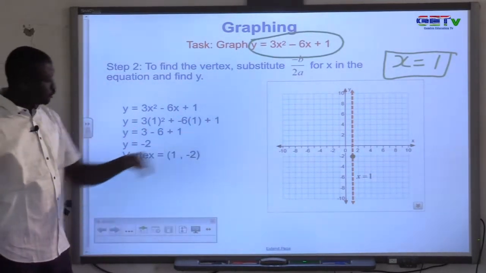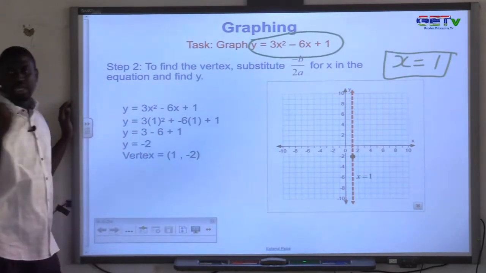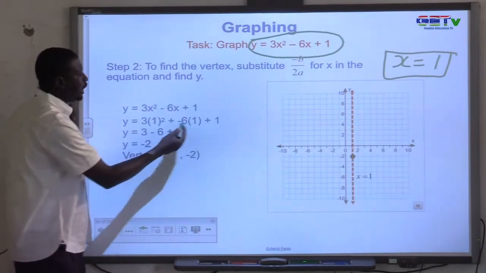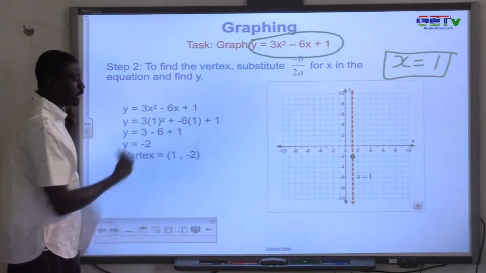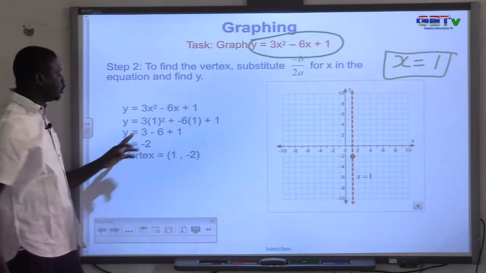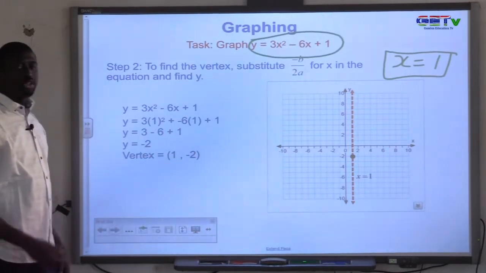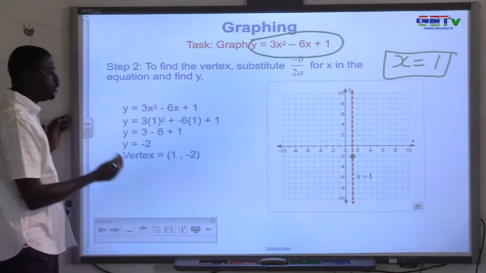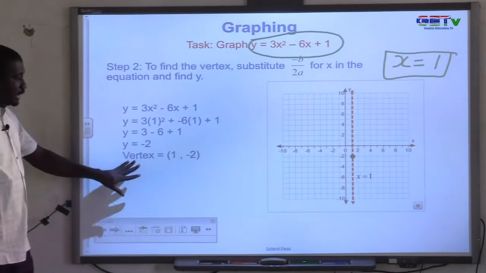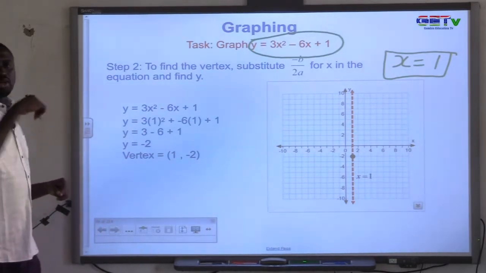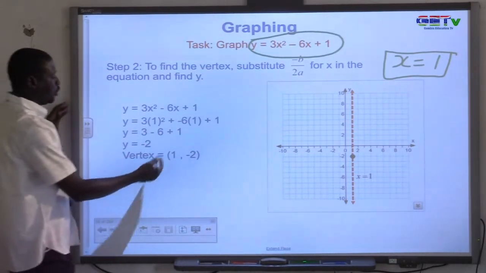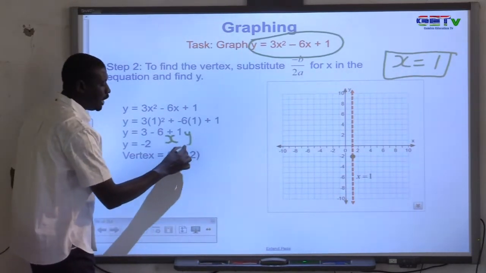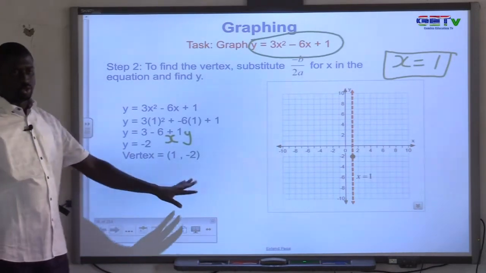So we solve. 1 squared is 1. 1 times 3 will give us back our 3. Negative 6 times 1 will give us negative 6, and then plus 1. So 3 minus 6 plus 1 will give us negative 2. So y is equal to negative 2. So the vertex, the point where the parabola will take a curve, will be when x is equal to 1 and y is equal to minus 2.